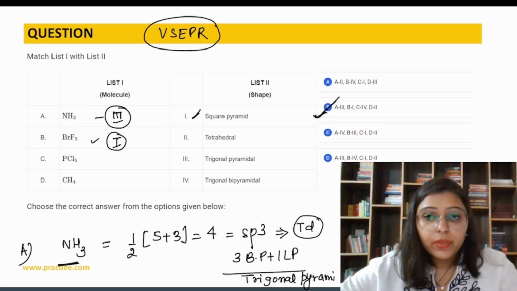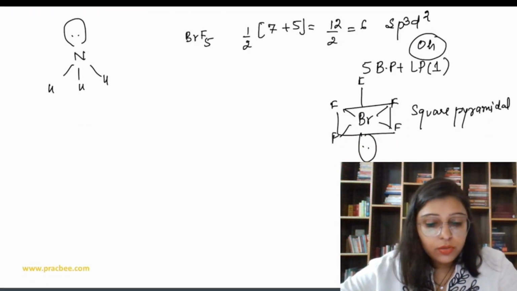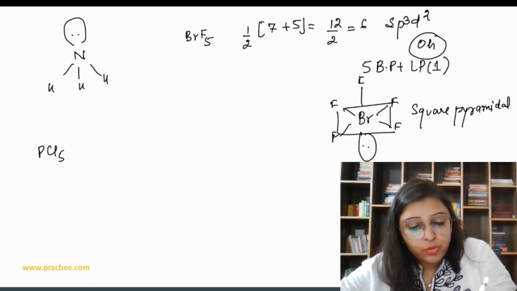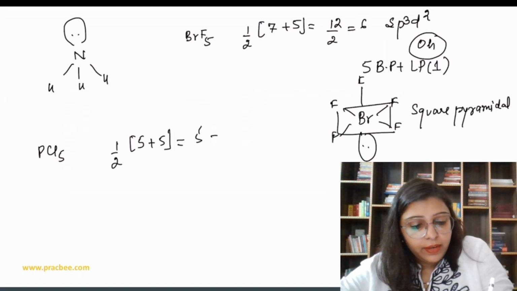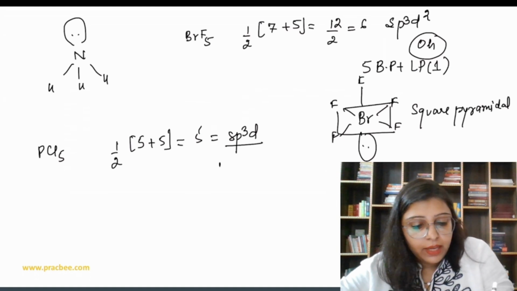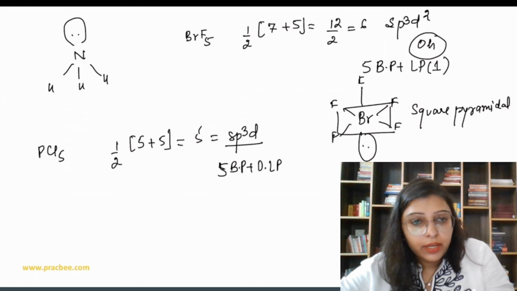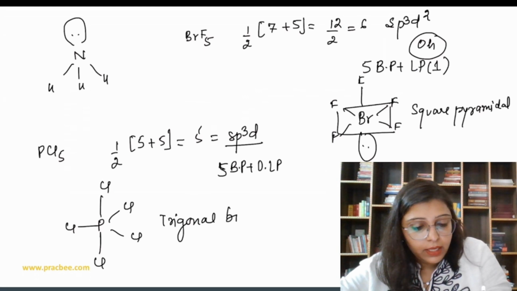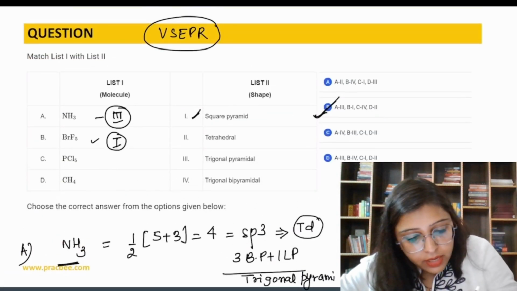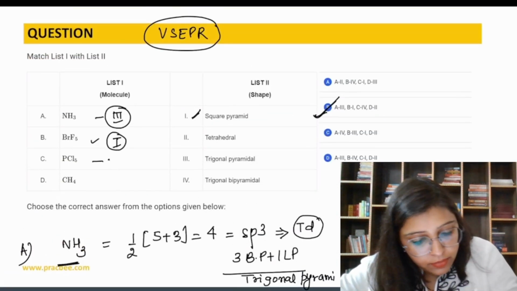But let's find out the PCl5 and CH4 geometry also. So PCl5 is going to be half of 5 plus 5, then 5, it means sp3d, and we have 5 bond pairs plus 0 lone pair. So it means geometry is going to be trigonal bipyramidal, and trigonal bipyramidal is this. PCl5 is fourth.